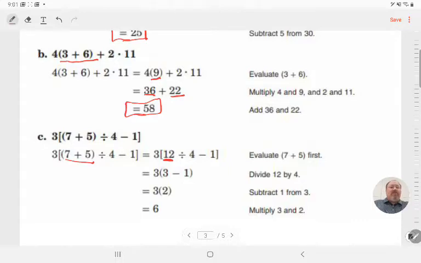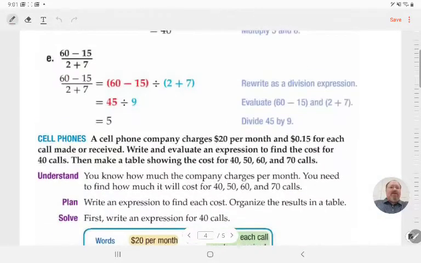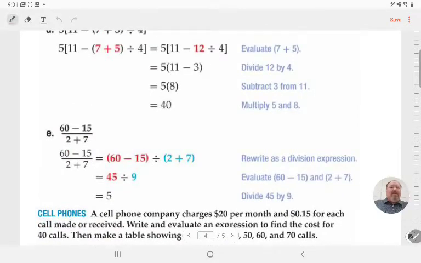So 12 divided by 4 is 3. So I can rewrite the whole problem. And then I do what's in the parentheses. 3 minus 1 equals 2. And then simply 3 times 2 is 6. And that's how I would show my work, all of those steps, when I do my homework or my practice work. All right. So here's another example.